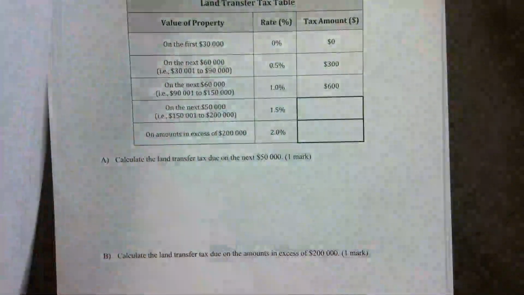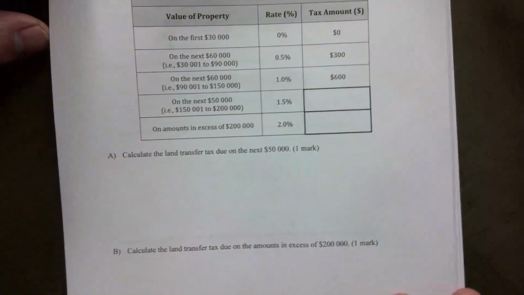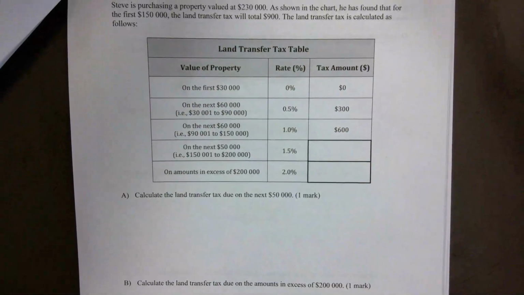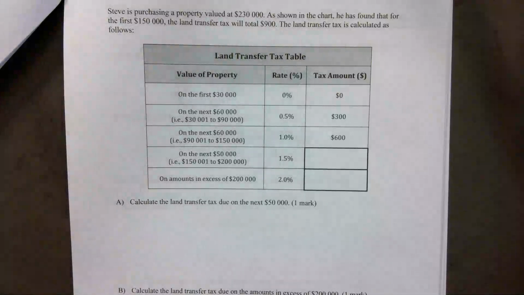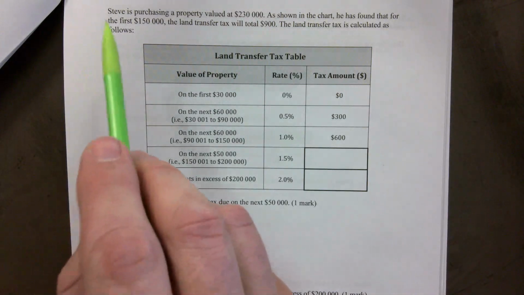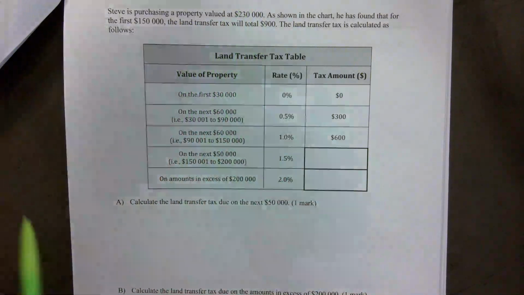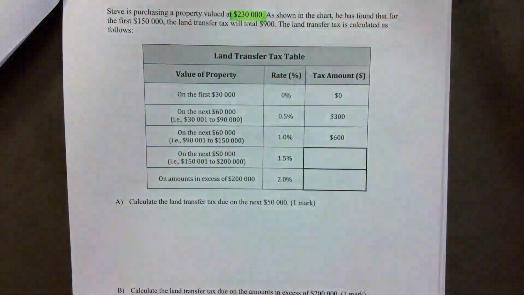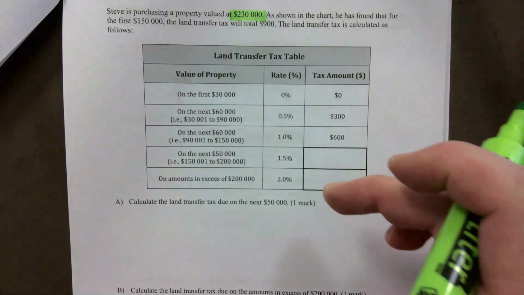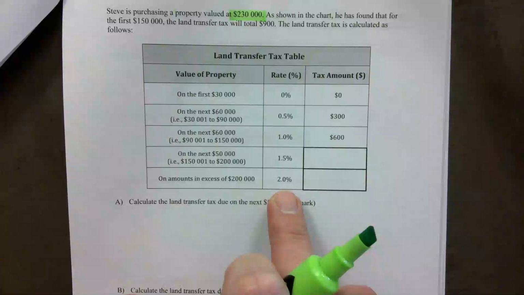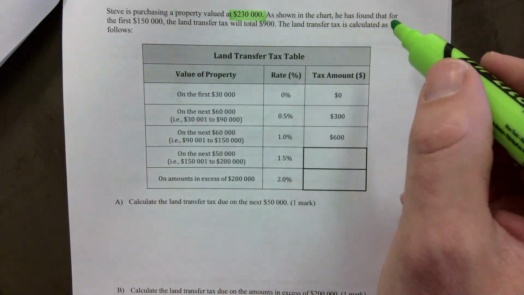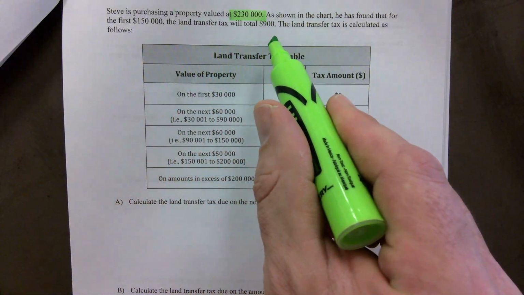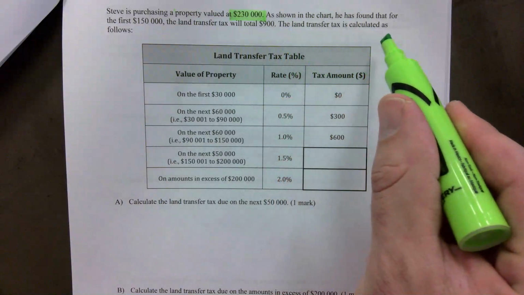This is also on this page, but it's a very weird table. But you didn't need to use the table, okay? We were told you do not, it was just there for, so this is on page 6. Steve is purchasing a property for $230,000. If you remember, 200,000 is kind of like scaled, like there's a tier, and then after 200,000 is a fixed 2%. Shown in the chart, he has found that the first 150,000 land transfer tax will be $900. The land transfer tax is calculated as follows.